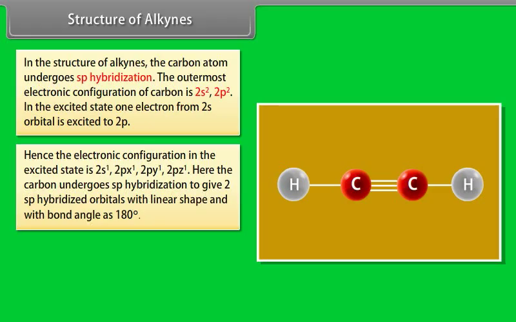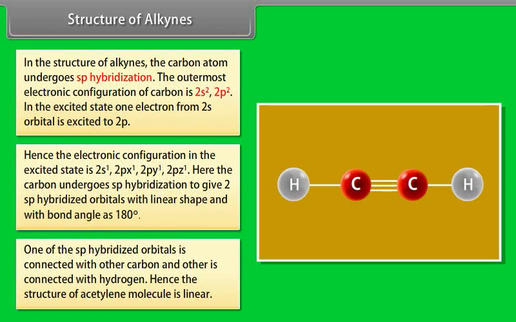Here, the carbon undergoes sp hybridization to give 2 sp hybridized orbitals with linear shape and with bond angle as 180 degrees. One of the sp hybridized orbitals is connected with the other carbon and the other is connected with hydrogen. Hence, the structure of the acetylene molecule is linear.